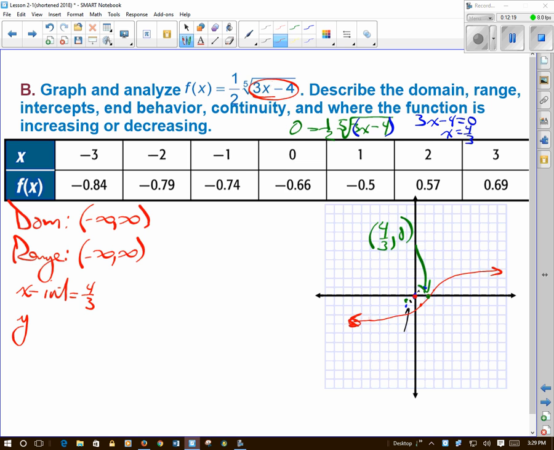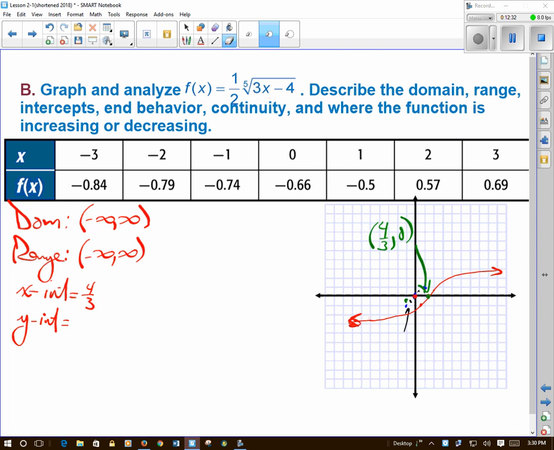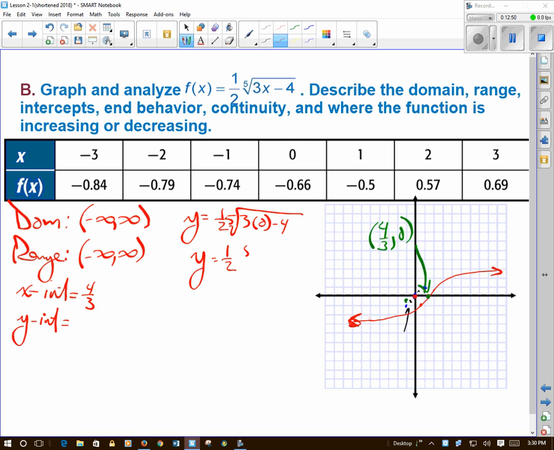What about the y-intercept? Now, we said that one we can't really tell from what we've done there, but it's simple enough to go back and find a y-intercept, because the y-intercept is always when x equals 0. So if we put a 0 value in for x, we have y equals 1/2 fifth root of 3 times 0 minus 4, or y equals 1/2 the fifth root of negative 4. What in the world is the fifth root of negative 4?